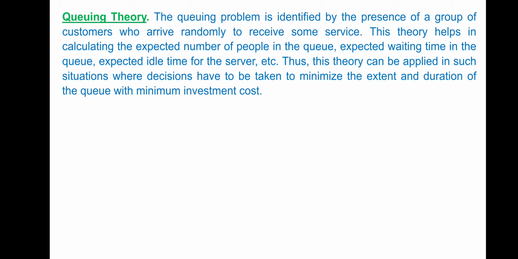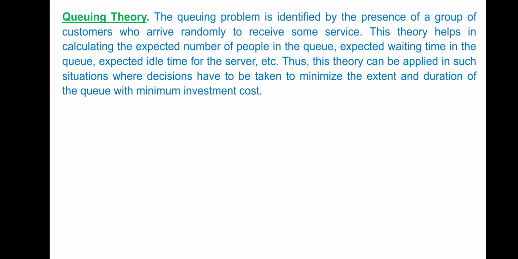Next technique, queuing theory. How are we going to make a queue? It is the presence of a group of customers who arrive randomly to receive some services. We use this in the banking and service sectors. This theory helps in calculating the expected number of people in the queue, the expected waiting time in the queue, and the expected idle time for the server.